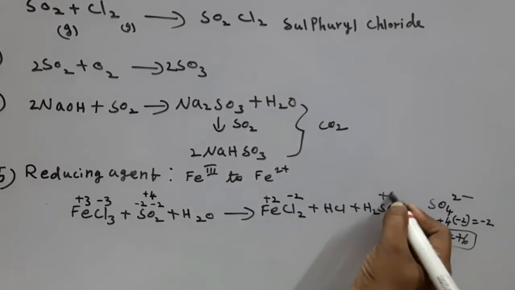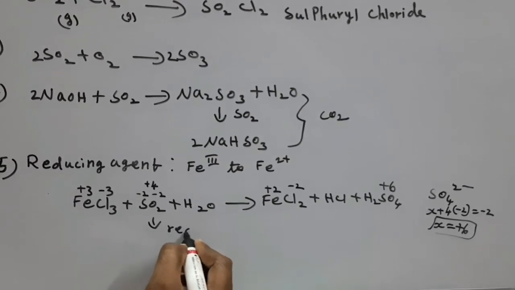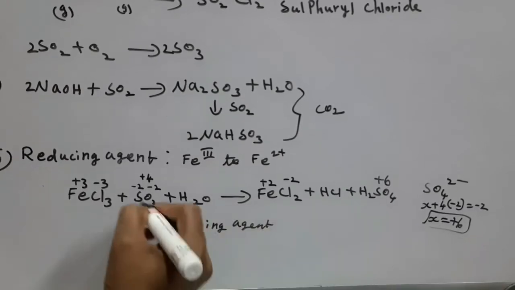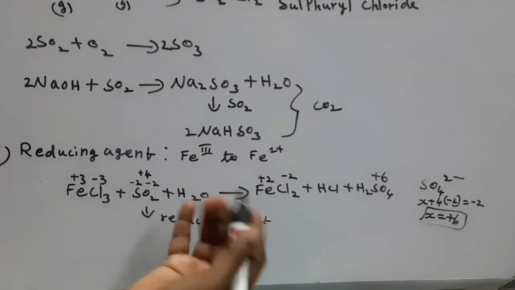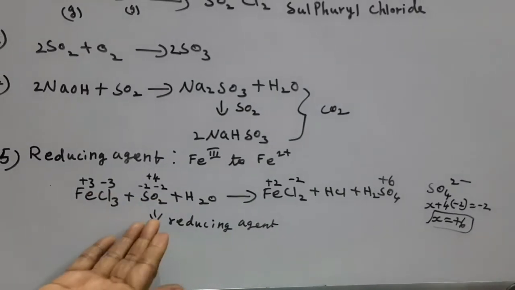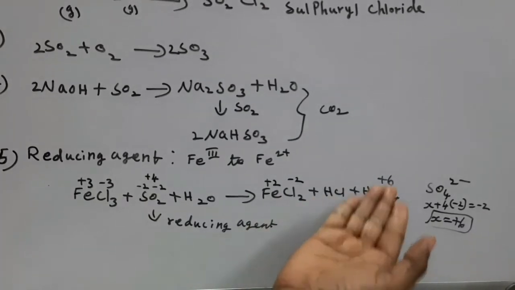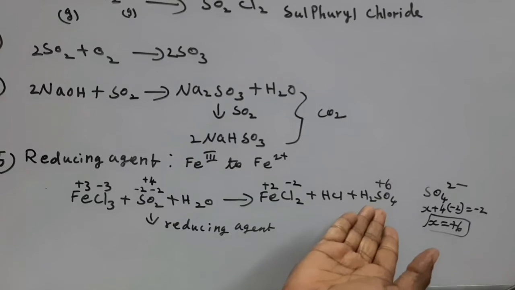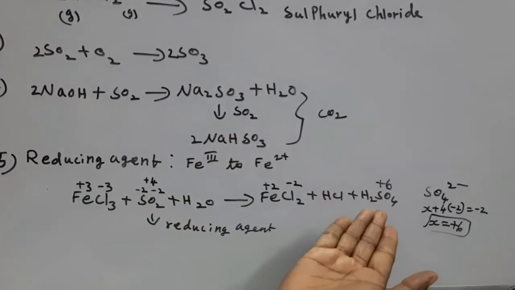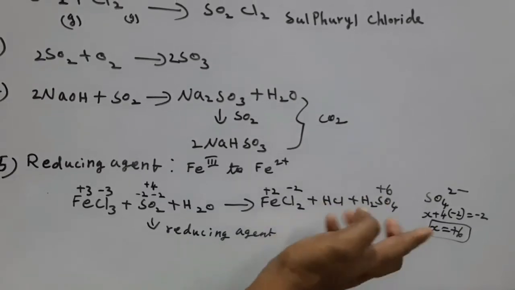So here SO2 acts as a good reducing agent. It reduces the other species, and itself gets oxidized. That is why it is called a redox reaction. So sulfur dioxide is a good reducing agent. What about H2SO4? Because it gains 2 electrons to be reduced to sulfur dioxide, this sulfate with plus 6 oxidation state is a good oxidizing agent.